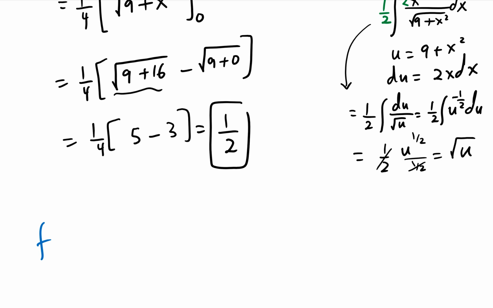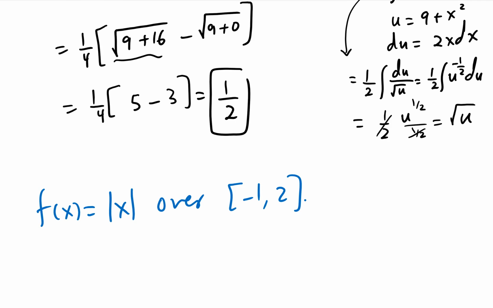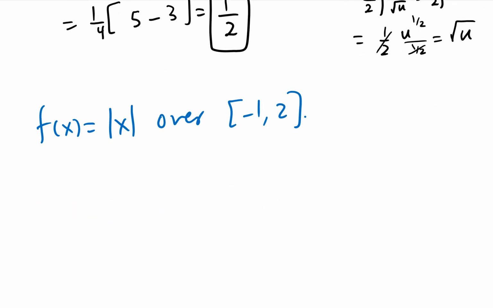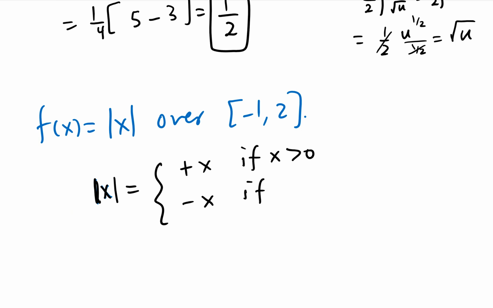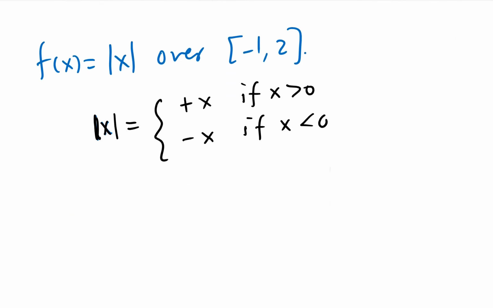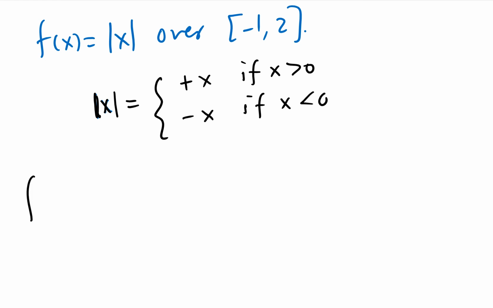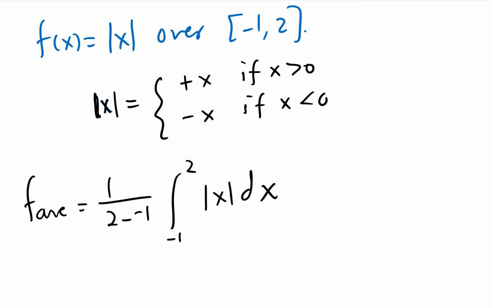We're going to do the same for a different function, absolute value of x over the interval negative 1 to 2. For this one, keep in mind, by definition from before, we know that absolute value of x could be positive or negative, depending if x is positive or x negative. So to find the f average, 1 over 2 minus negative 1, the integral from negative 1 to 2 of the function itself, dx.